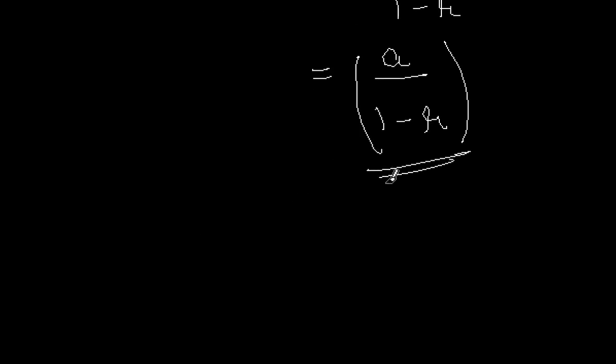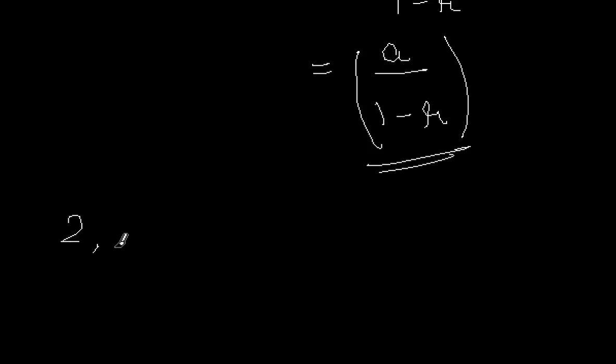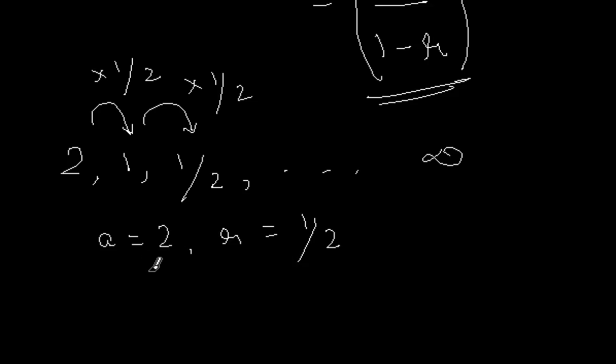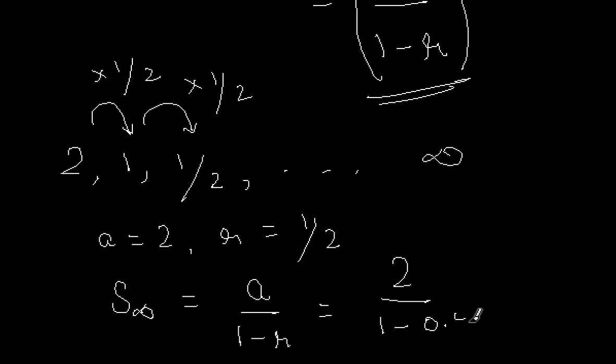So let's look at an example. Let's take a GP of 2, 1, 1 by 2 and so on till infinity. Here the first term is 2 and the common ratio is 1 upon 2, basically we are multiplying by 1 upon 2 for every consecutive term. So to find the infinite sum of this GP, S infinity is equal to a upon 1 minus r, which is 2 upon 1 minus 0.5, this is 4. So the sum of this infinite GP is equal to 4.